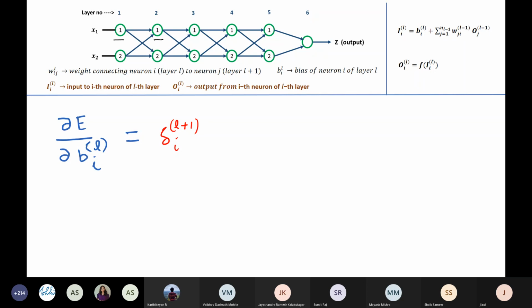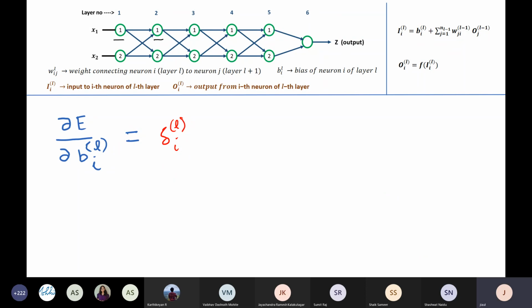Sir, I think it will be del L i. Yeah, it would be del L i. That's correct, because the b L i is associated with the lth layer neuron, the ith neuron. So it would be L i. Yes, that's absolutely correct. So it is actually L i. Yes, sir, and for del L i, we had derived the general expression in the last class.